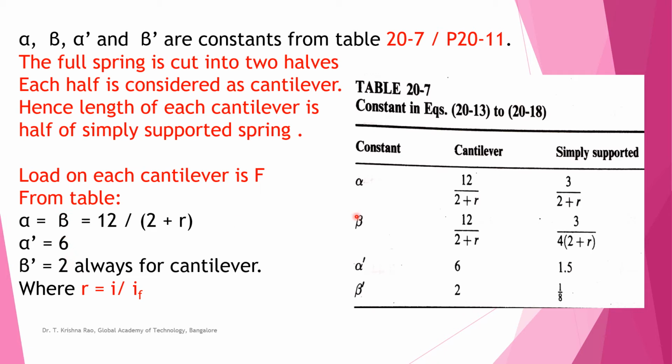So alpha and beta are given by the same equation, 12 by 2 plus r. Alpha and beta are the same. What is r? R is the ratio of the total number of leaves to the number of full length leaves, I by IF. R is I by IF. And alpha dash is always 6, beta dash is always 2. So no problem at all. We only have to find alpha and beta, for which we have to calculate r first, substitute, then get alpha and beta. This is table number 20-7, page 20-11.